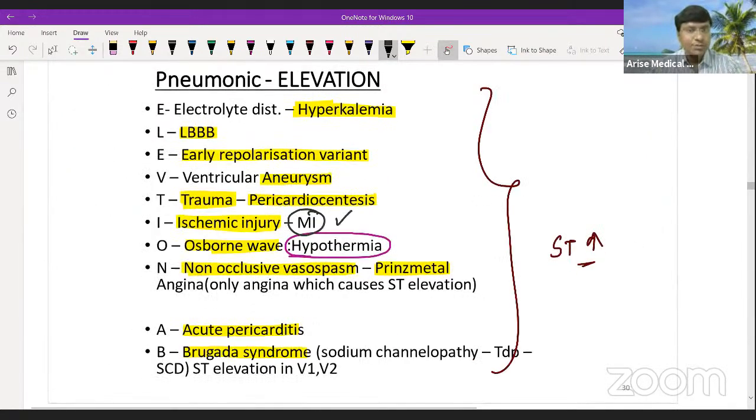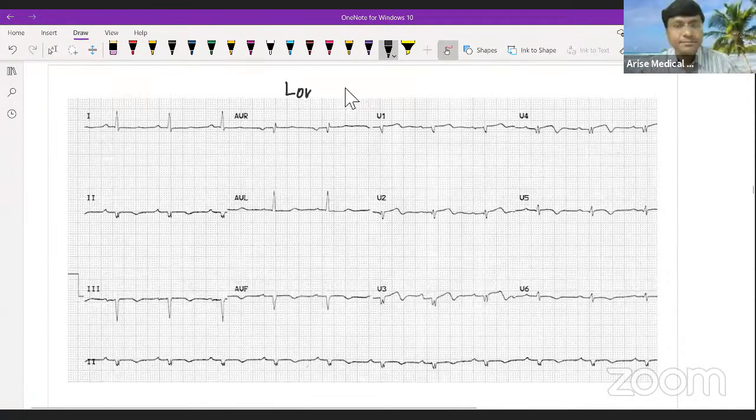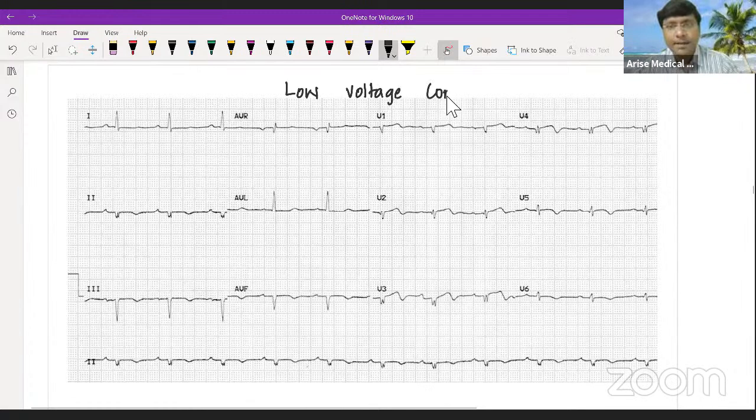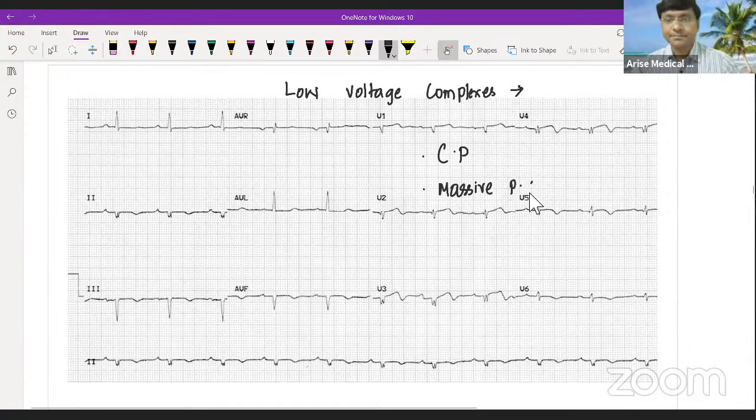Now, let me move on to the next image. This is how the ECG of low voltage complexes appears. And where do you have this? You will have this in constrictive pericarditis. You will have this in massive pericardial effusion. And what is the criteria for low voltage complexes?